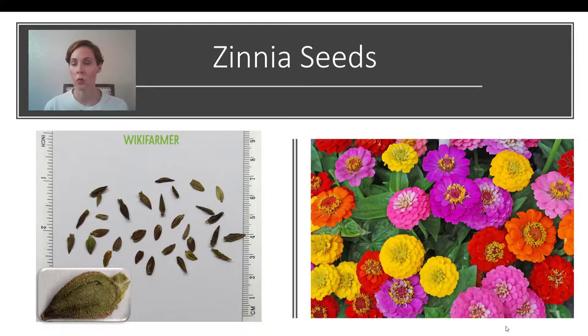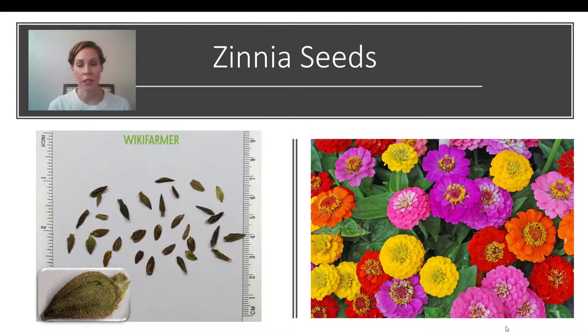Zinnias are a really pretty flower, very colorful. Your zinnia seeds will turn into a beautiful plant that you can cut and put on your kitchen table. They're very colorful in the fall. They do really well in the fall because it's a little bit cooler. You're going to be really happy. Your parents are going to be really happy with these flowers too.